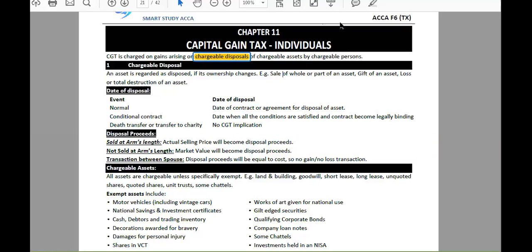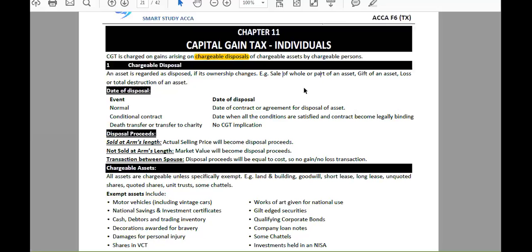An asset can be transferred by any means. Most of the students will be confused. They will take the meaning of disposal as just sale. Sale is also an example of disposal, but there are multiple ways in which you can transfer an asset. For example, an asset can be transferred with a gift. An asset can be transferred with a theft. So there are multiple examples of disposals.